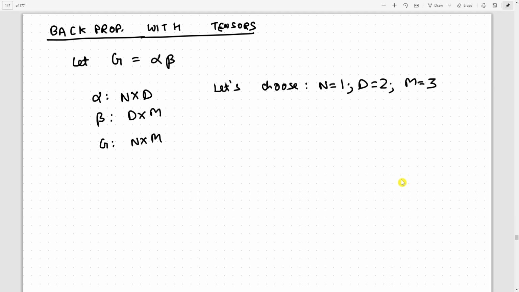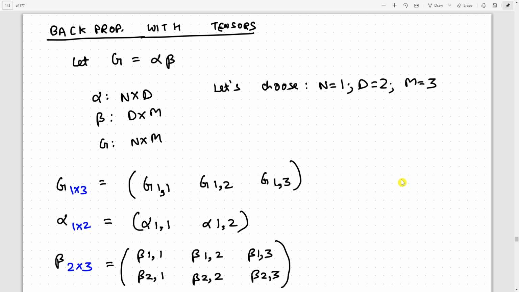To make matters even simpler, let's just choose some values of n, d, and m to understand better how this generalized Jacobian computation takes place. N equal to 1, d equal to 2, m equal to 3. And then let's write G. Now G is n cross m, so G is a 1 cross 3 dimensional matrix. Let's write G as G1,1, G1,2, and G1,3. Alpha is n cross d, so 1 cross 2. Alpha can be written as alpha 1,1 and alpha 1,2. And beta is a 2 cross 3, or d cross m, dimensional matrix. So it's beta 1,1, beta 1,2, beta 1,3, and the next row is beta 2,1, beta 2,2, beta 2,3.